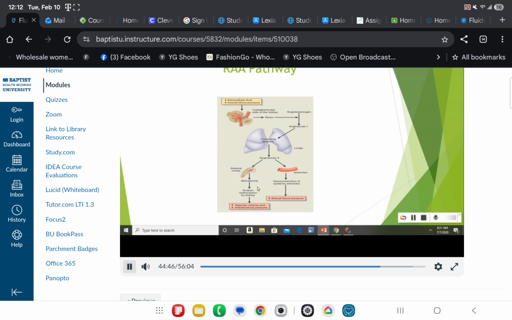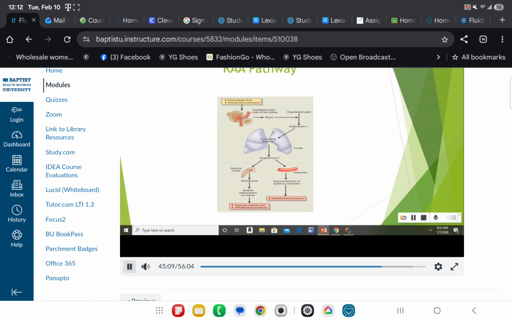So aldosterone is a hormone that you have to remember because we're going to talk about it so much more. So get in your mind what aldosterone is going to do. Aldosterone is going to cause the reabsorption of sodium. So once sodium starts to reabsorb, water is going to follow. That's going to bring that blood volume back to normal, and in turn brings your blood pressure back to normal, okay?